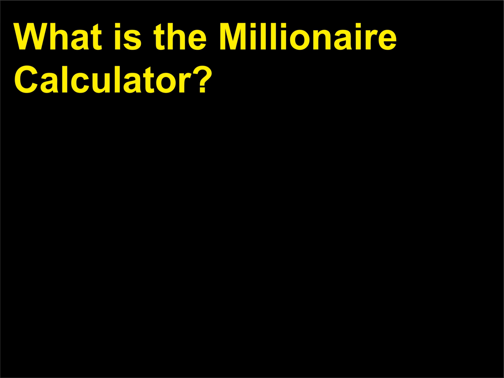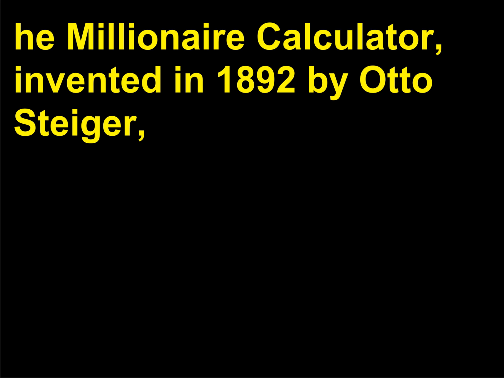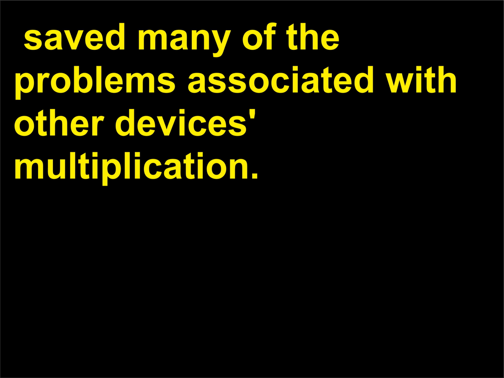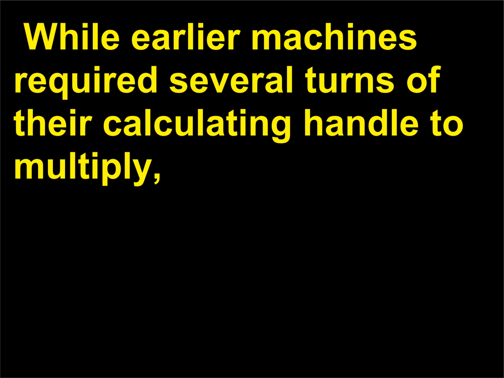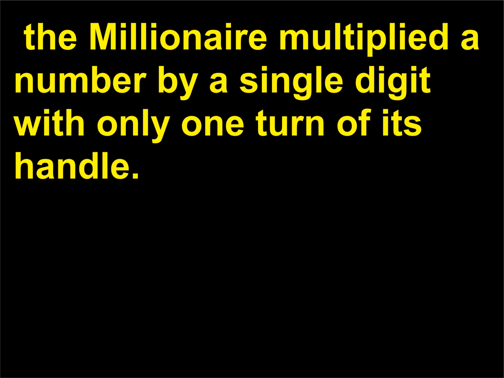What is the millionaire calculator? The millionaire calculator, invented in 1892 by Otto Steiger, saved many of the problems associated with other devices' multiplication. While earlier machines required several turns of their calculating handle to multiply, the millionaire multiplied a number by a single digit with only one turn of its handle.